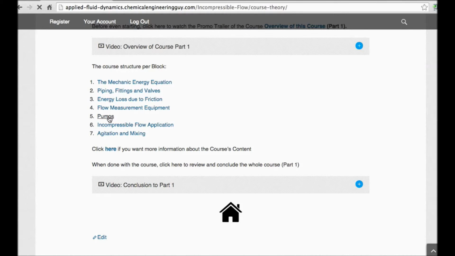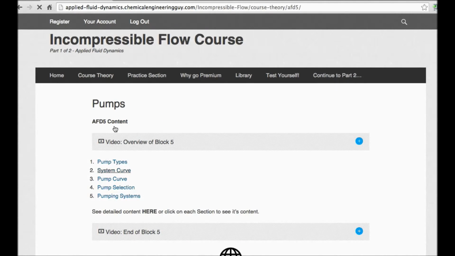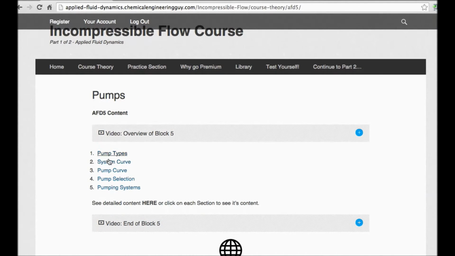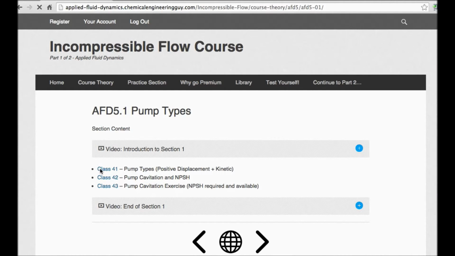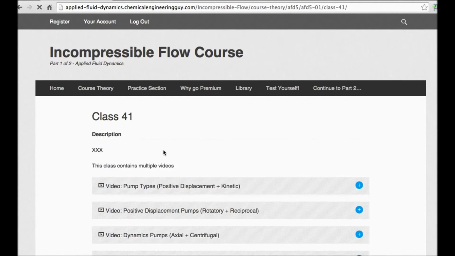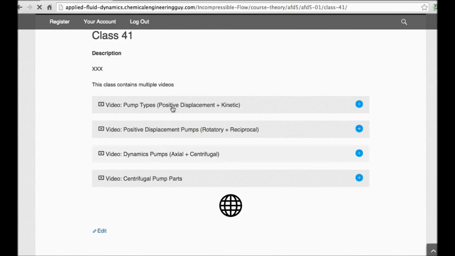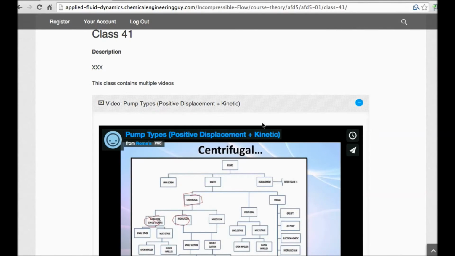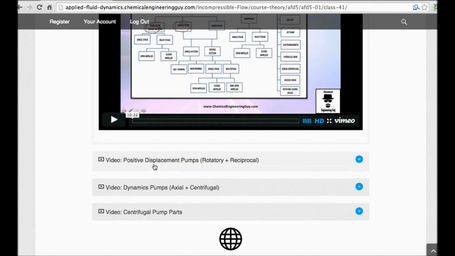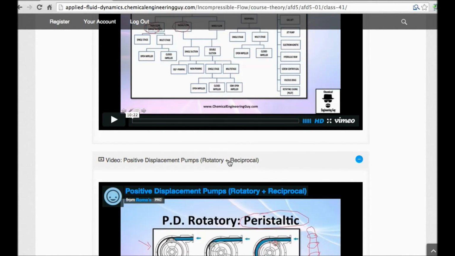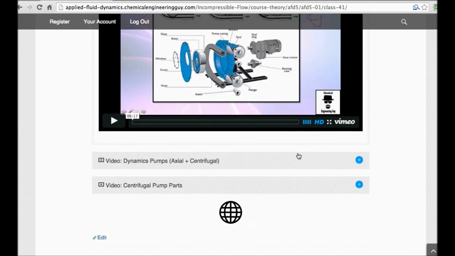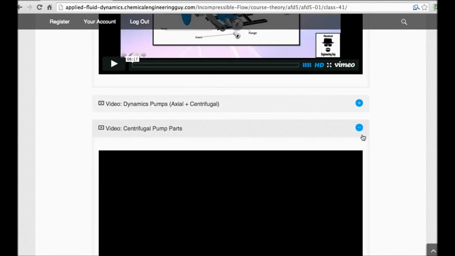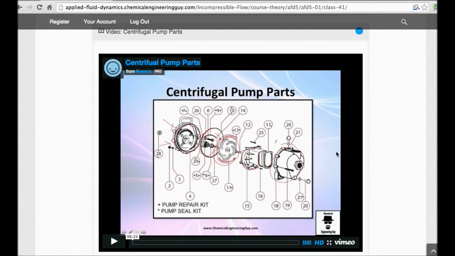For instance, if you were studying pumps, you have it here, the pump block, and then you have the sections. If you're, for example, studying the types of pumps, you can go here, and you have all the classes right here. Not to mention that you also have an introduction and conclusion for every one of these. So for instance, if you were studying positive displacement pumps, the video is right here. Rotary and reciprocating pumps are also included here. Centrifugal pumps, which is a very important topic in this course, you have right here.